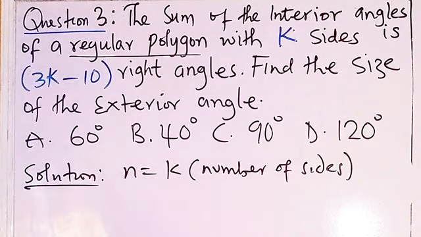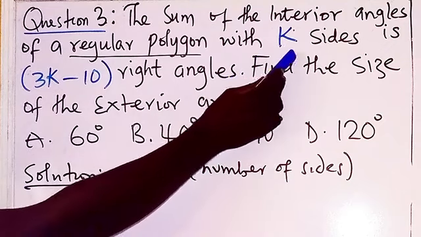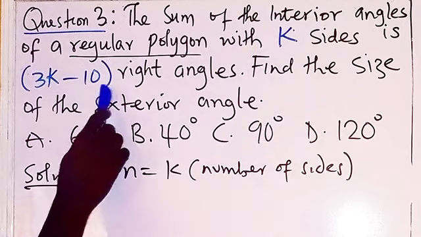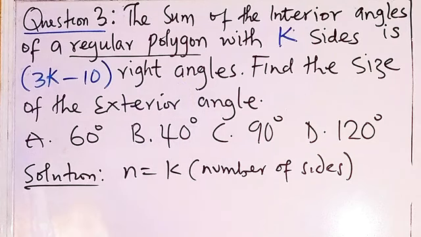We don't know the number of sides. It is 3k minus 10 right angles. So they said the sum of the interior angles of a regular polygon. We don't know the type of the polygon, but we are told that it is a regular polygon. When they say regular polygon, it means the shape that has the interior angles the same. Therefore, each of the interior angles is the same. That is the word regular polygon with k sides, but we don't know the number of sides the polygon has. They said the sum of the interior angles of a regular polygon with k sides is 3k minus 10 right angles. This right angle is 90 degrees, right? Find the size of the exterior angle.